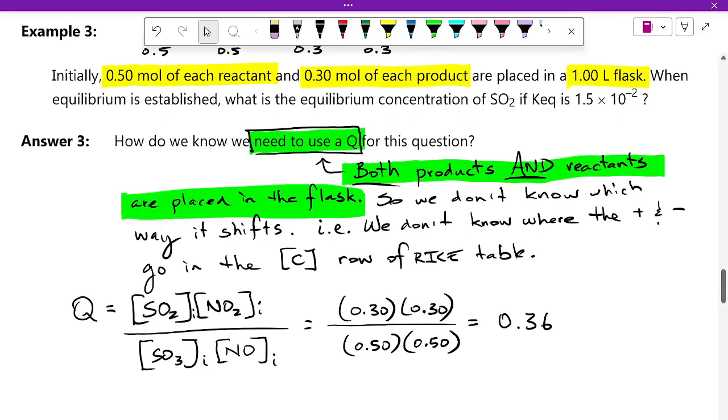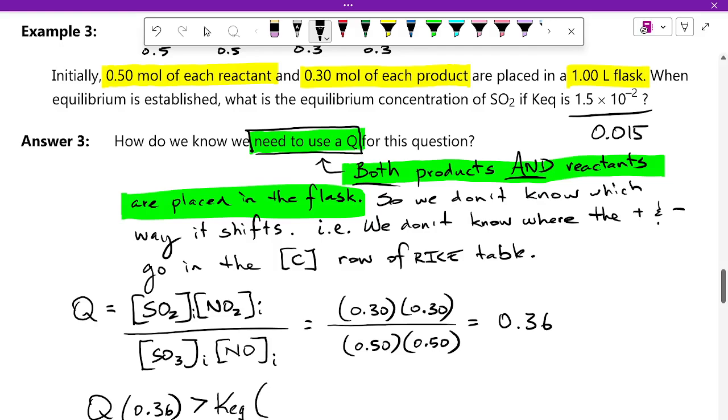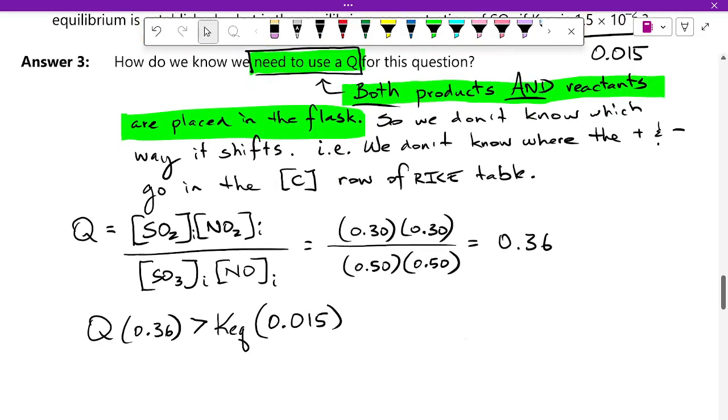What do we do with our Q? Compare it to KEQ. It is bigger than KEQ, which is 1.5 times 10 to the minus 2, which is 0.015. Sometimes I like to rewrite it so it becomes really obvious to me which one is bigger. Therefore, the system will shift.